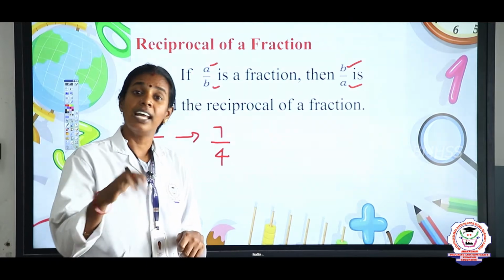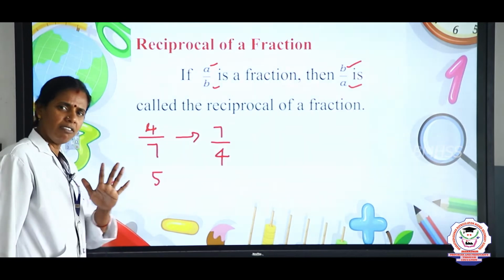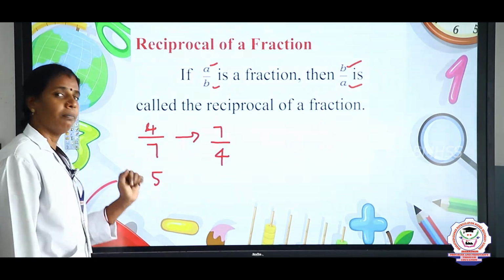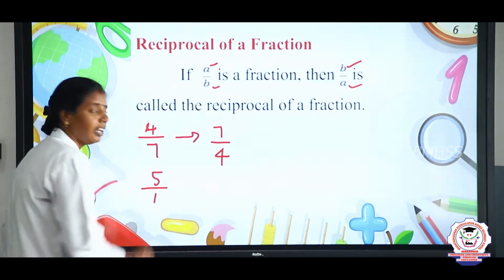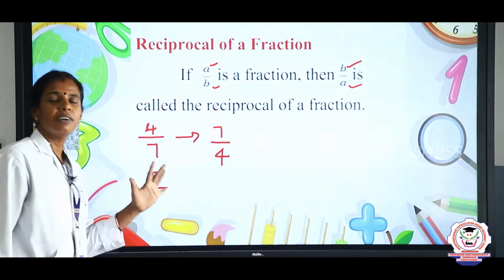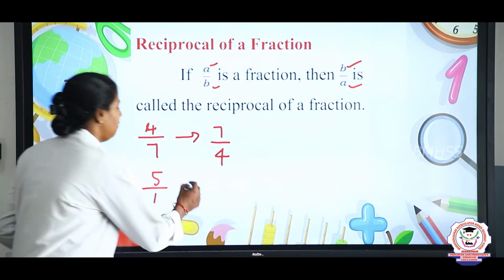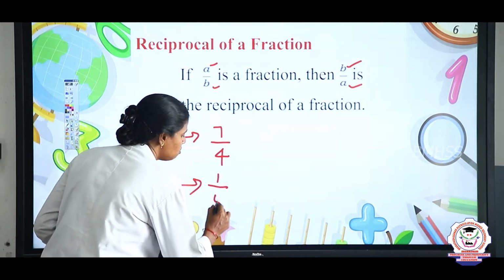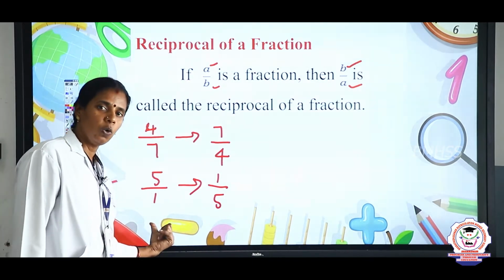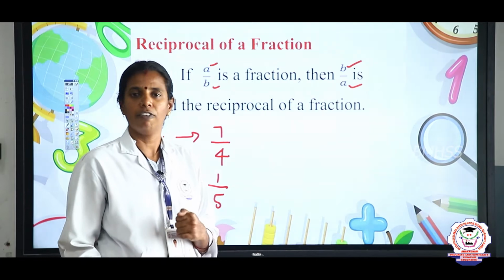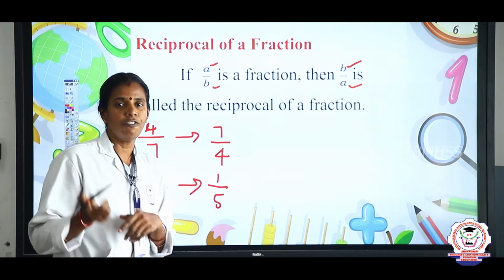For whole numbers also there is a reciprocal. Okay. See, 5 is a whole number. All whole numbers we can consider as fractions. See, if I write 5 by 1, this 5 becomes a fraction. So, what is the reciprocal of this 5 by 1? We can write the reciprocal as 1 by 5. Is it clear? So, for fractions as well as for whole numbers, we can write the reciprocal. And we are going to use the reciprocal in the division of fractions, children.